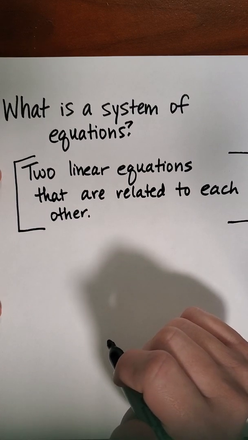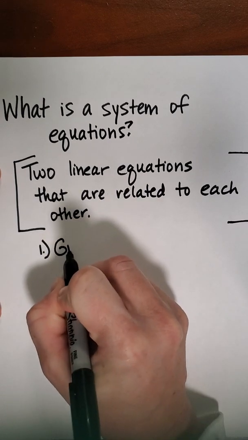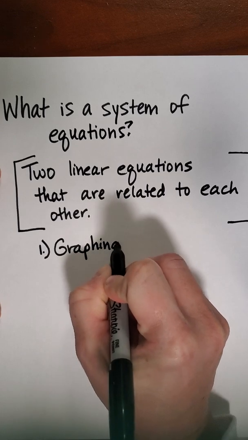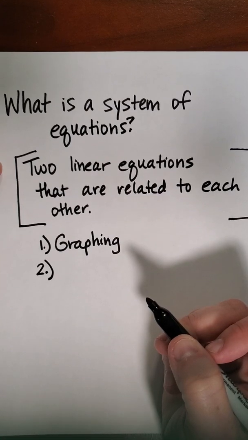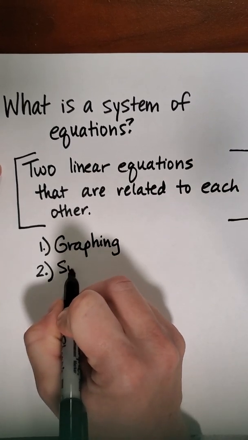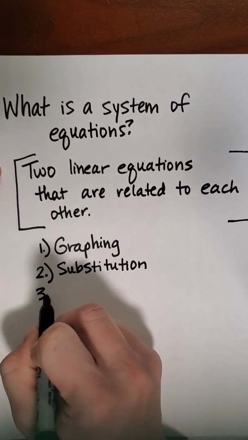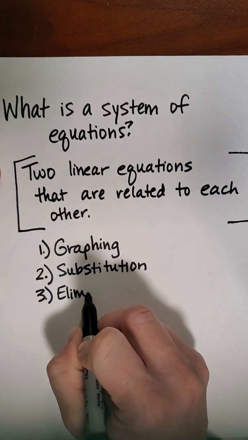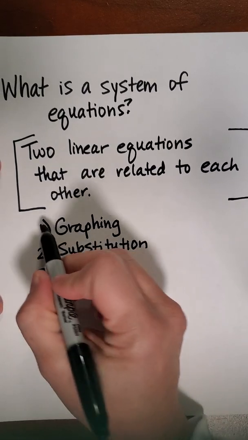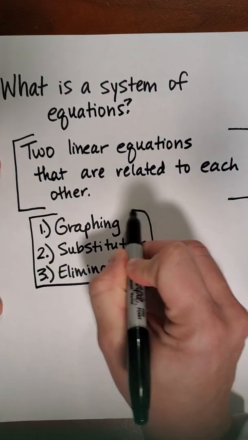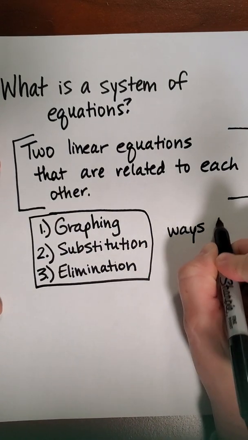There are multiple ways that we could be solving a system of equations. One of the ways is by graphing them, which is probably the easiest way. Option number 2 to solve is substitution. And the third way would be to eliminate to solve for a specific variable. So there are 3 ways to solve, and this unit is going to be showing you how to do all of these things.